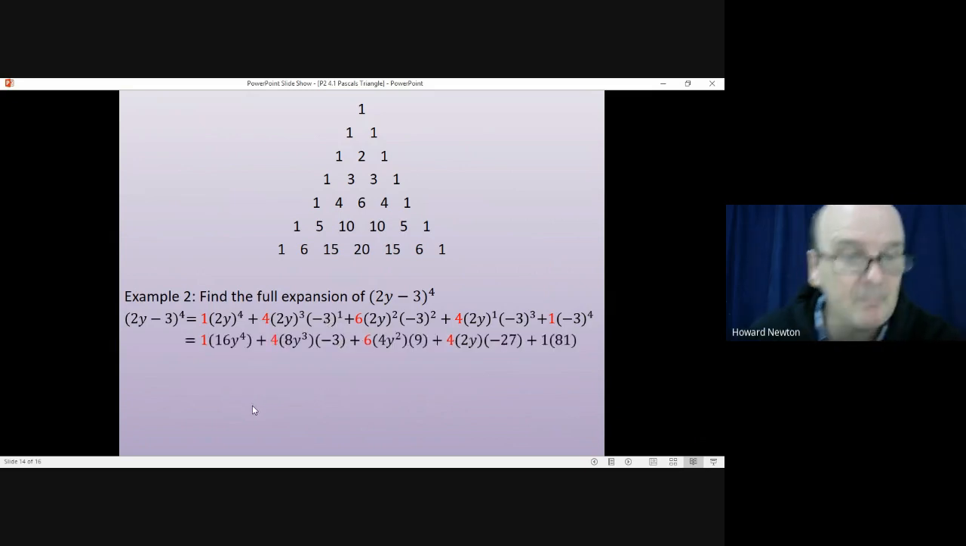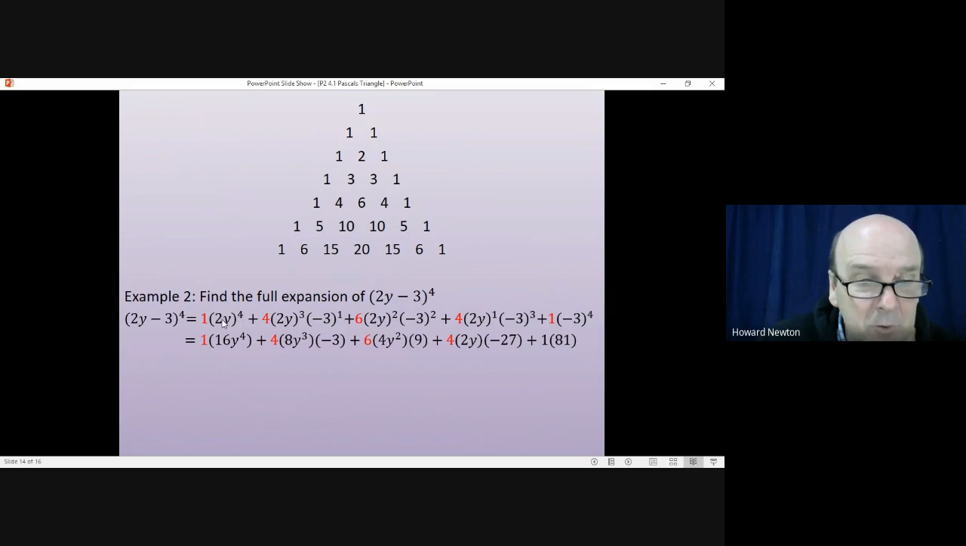So, first of all, 2y to the power of 4. 2 to the power of 4 is 16. 2y cubed, 2 cubed is 8. Minus 3 to the power of 1 is just minus 3. 2 squared here will give us 4y squared in total. Minus 3 squared is plus 9. 2y to the power of 1 is just 2y. Minus 3 cubed is minus 27. And minus 3 to the power of 4 is plus 81.